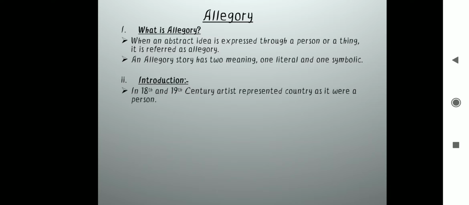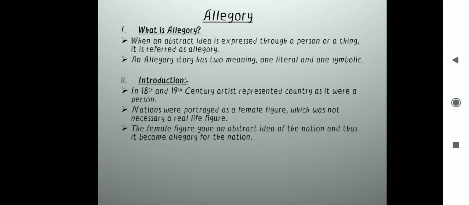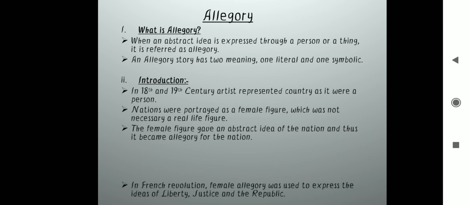In 18th and 19th century, artists represented country as if it were a person. So they assumed that country is a person. Nations were portrayed as a female figure, which was not necessarily a real life figure. The representation that they are using need not be an actual figure. For an example, when we say Bharat Mata, she does not actually exist, but we have considered it. The female figure gave an abstract idea of the nation, and thus it became allegory for the nation. So allegory means here representation.